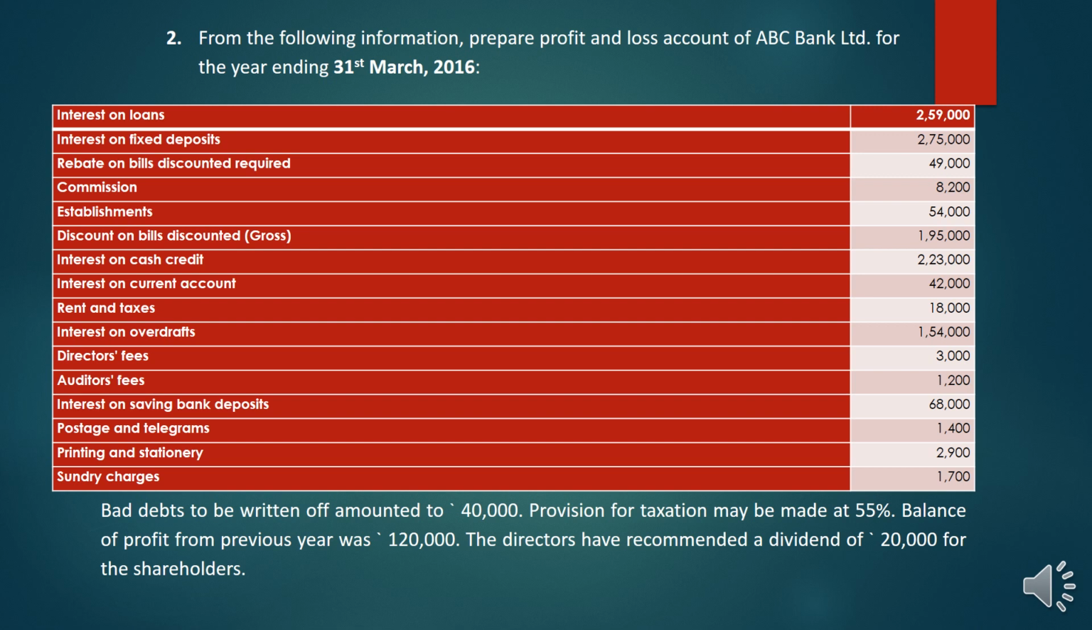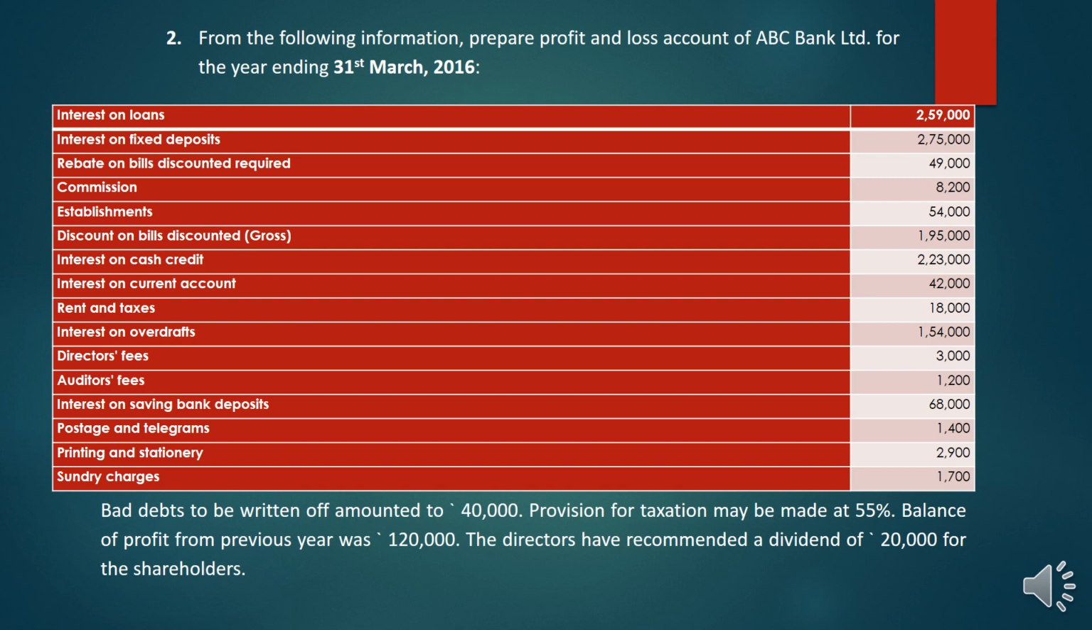Operating expenses will come under schedule number 16. Discount on bills discounted, gross amount will come under interest earned, schedule number 13. Interest on cash credit, again interest earned, schedule number 13. Interest on current account, interest earned, schedule number 13. Rent and taxes, operating expenses, interest on overdraft. So this is interest earned, schedule number 13.